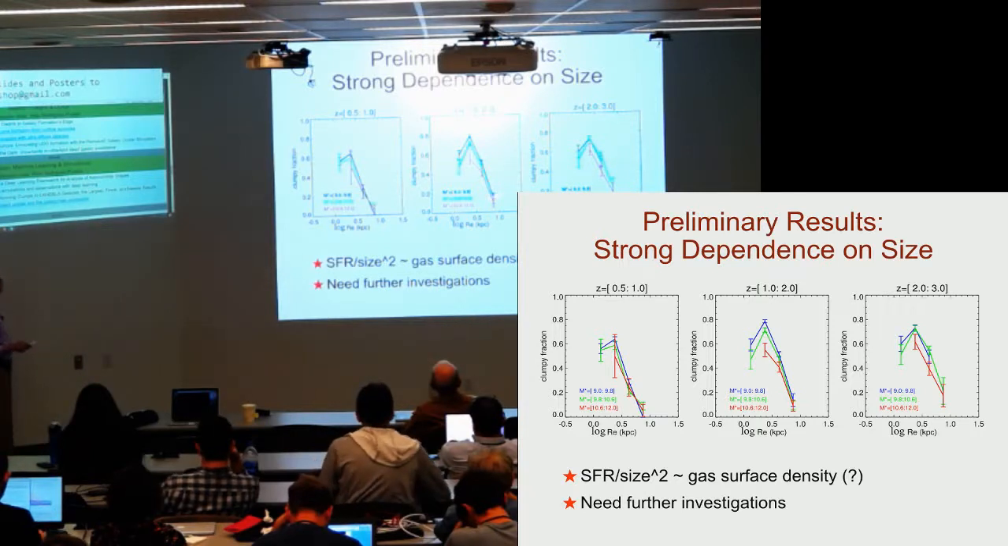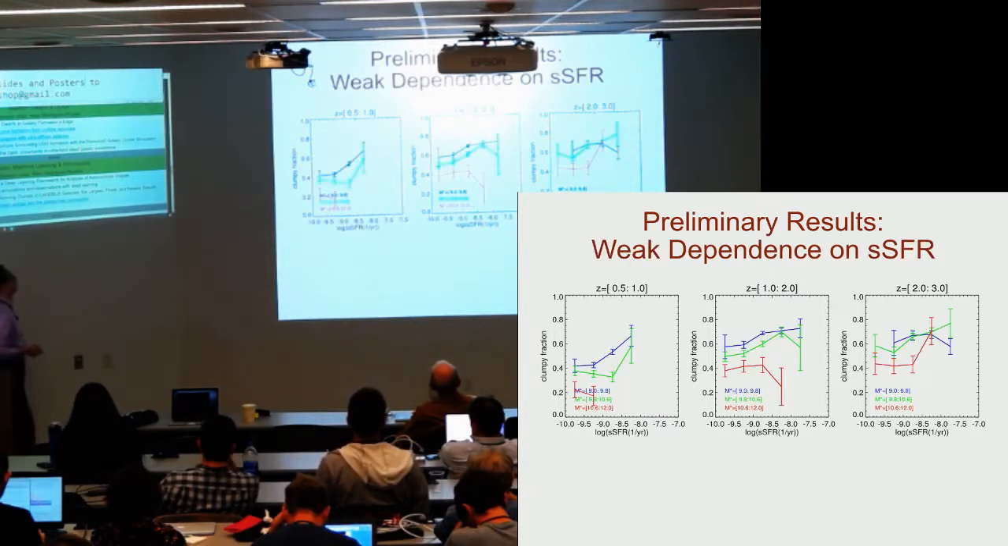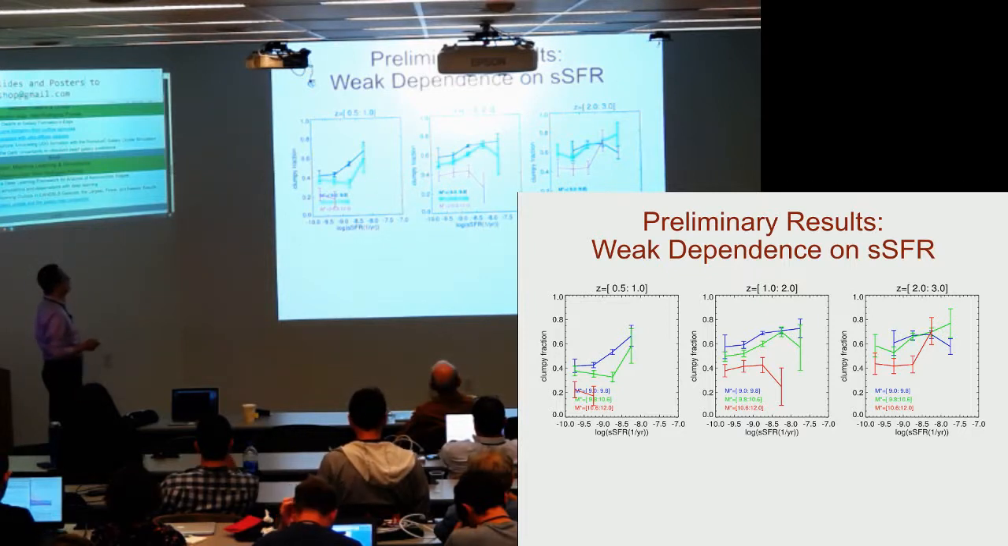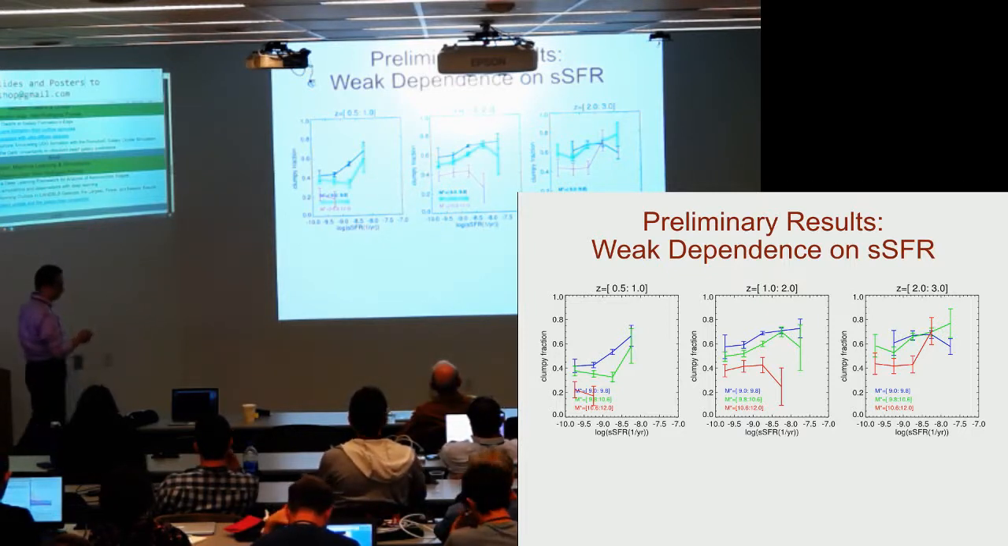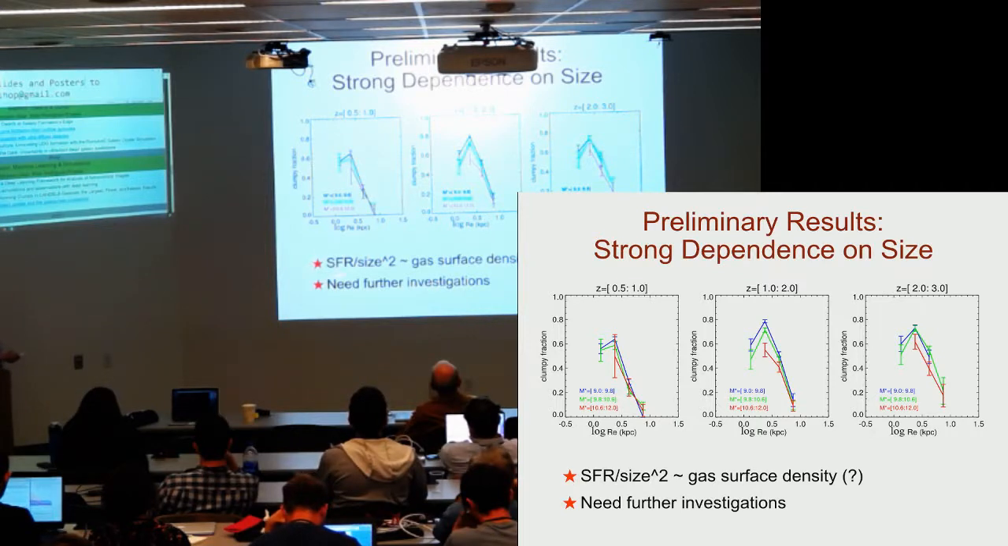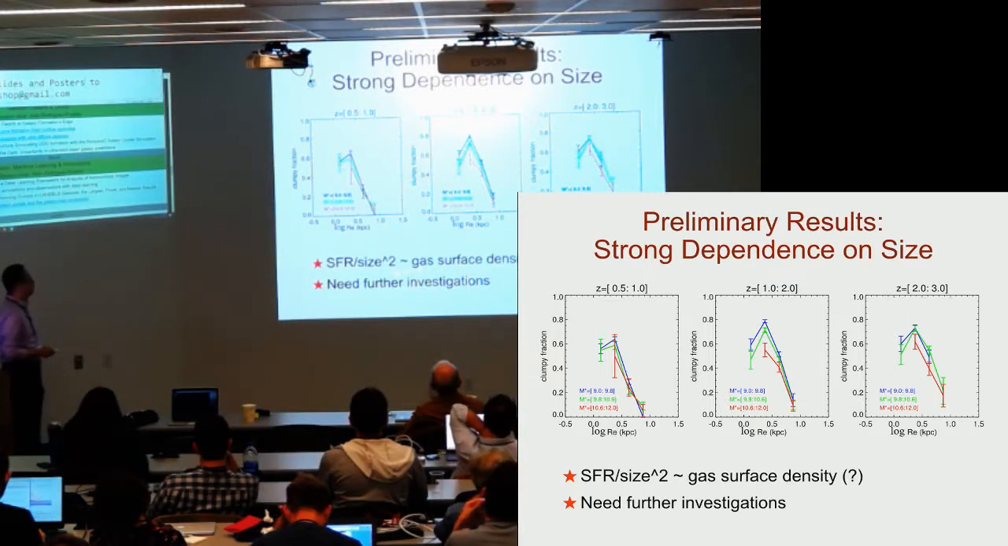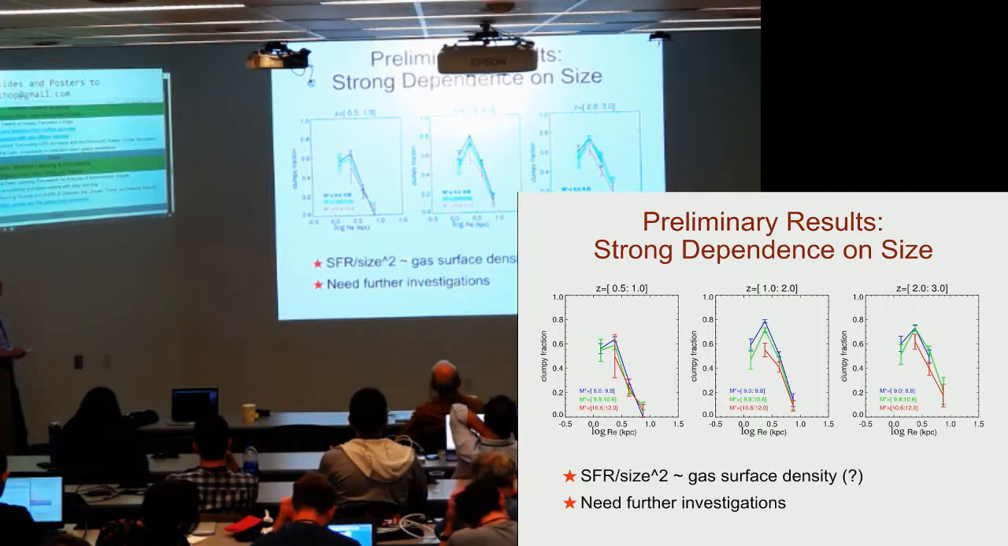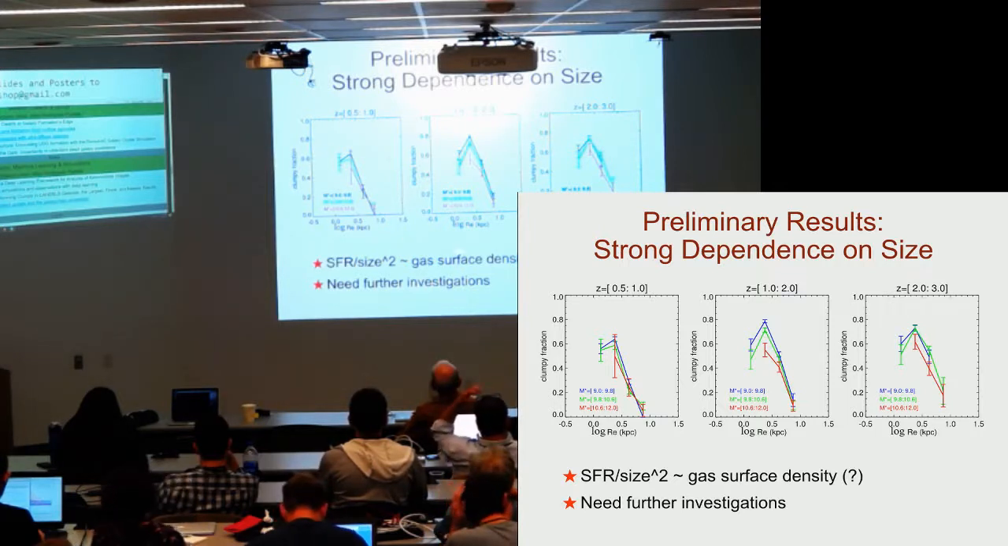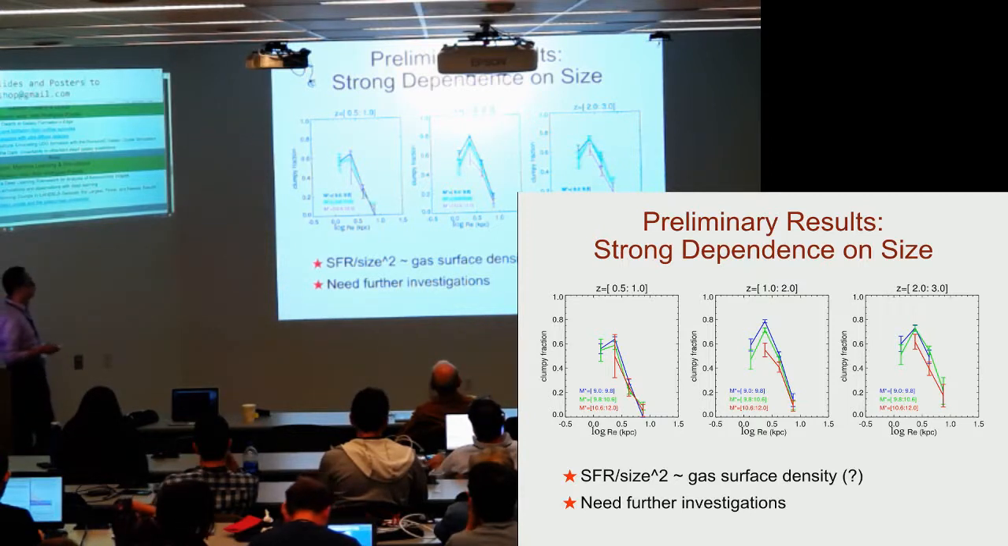One reason could be, if you remember from the previous plot, almost no dependence on specific star formation rate or star formation rate. And if you use star formation rate divided by size squared, you get gas surface density. So that means clumpy fraction will increase dramatically with gas surface density. That's the point I got from this plot. But definitely we need further investigation to rule out all the selection effects and observational effects.